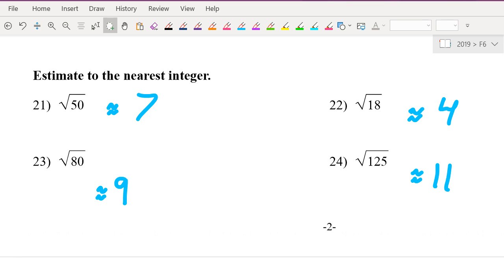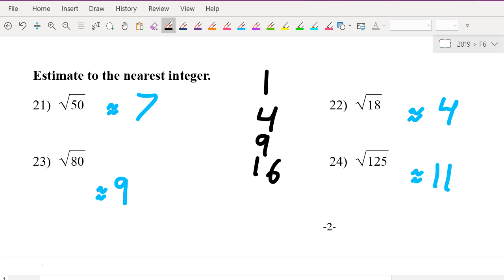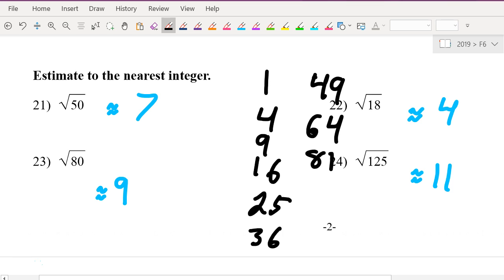What do you need to calculate? Let's write out your perfect squares. So here's your perfect squares: 1, 4, 9, 16, right? 2 squared, 3 squared, 4 squared, 5 squared, 6 squared, right? So write out all your perfect squares. 7 squared, 8 squared, 9 squared, 10 squared, right? So if you write them all out, you don't need a calculator.